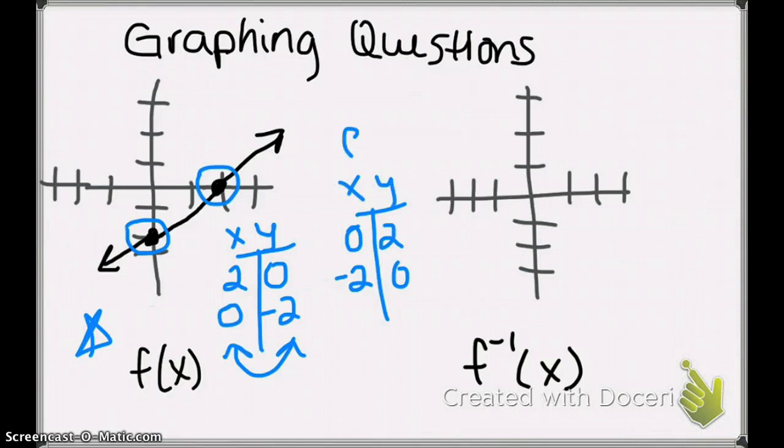And now I'm just going to graph these points. So (0, 2) and (-2, 0). And those are enough points for me to connect the dots, almost, to just make that line bigger, and that would be the answer.